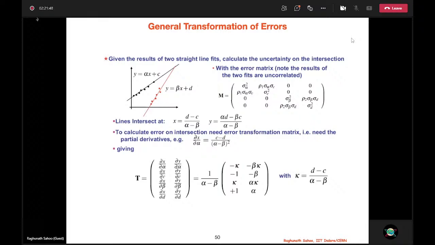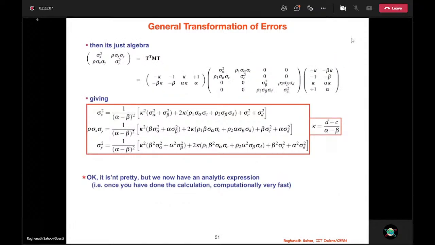The way I have written here, one set of data points will follow y is equal to alpha x plus c, and another set will follow y is equal to beta x plus d. Now at the intersection point where they intersect, you have to find what is the error on that. It is a beautiful problem, but it is complicated. So you try to do it and get a flavor.